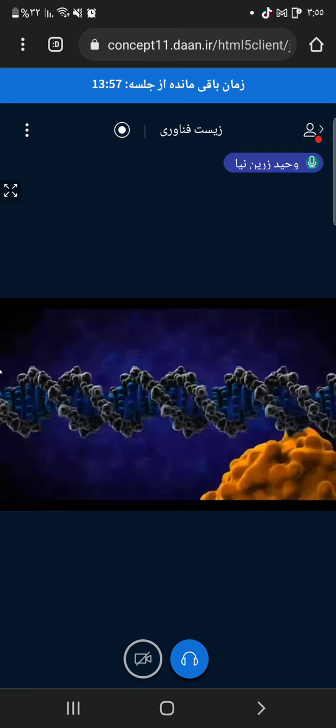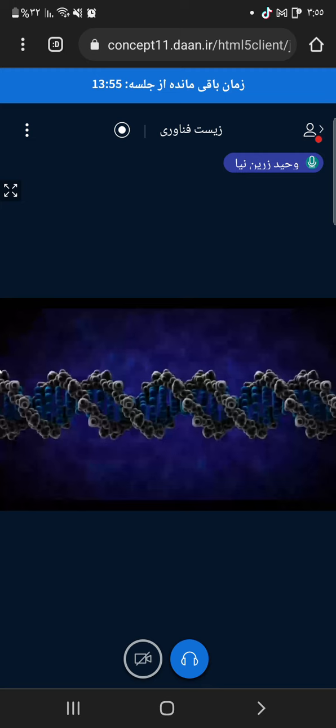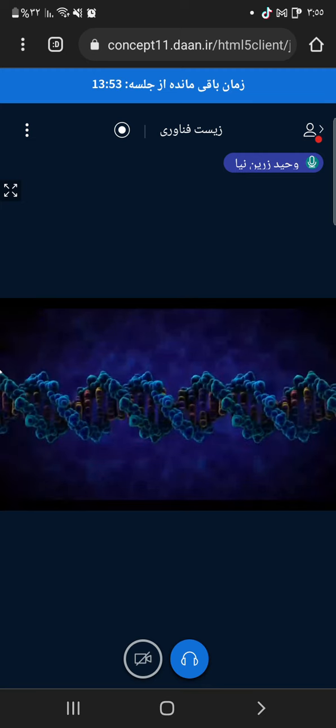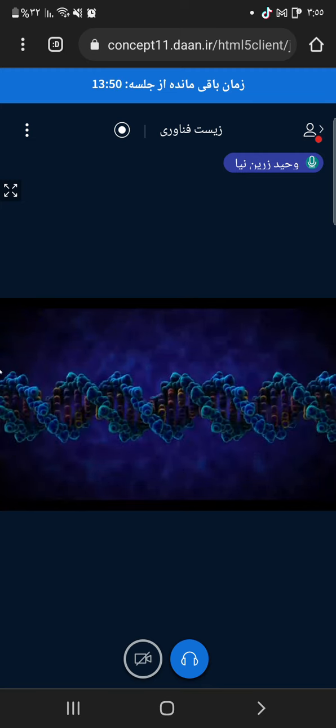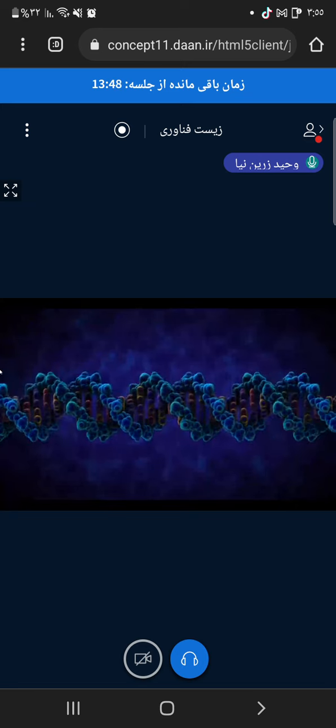This is the DNA double helix, and you've now learned the structural features that influence its function. We hope you've enjoyed exploring this amazing molecule with us.